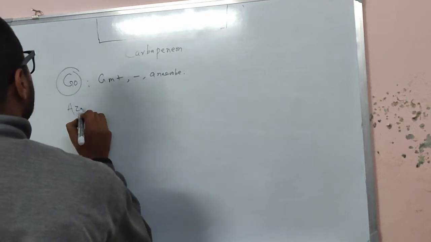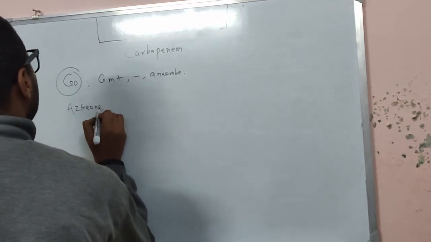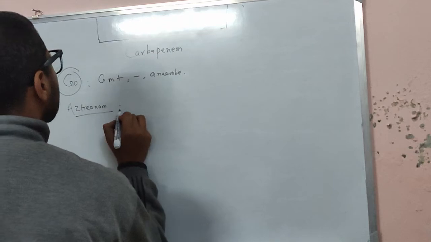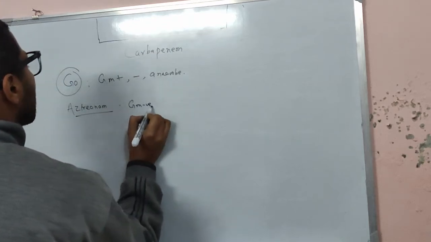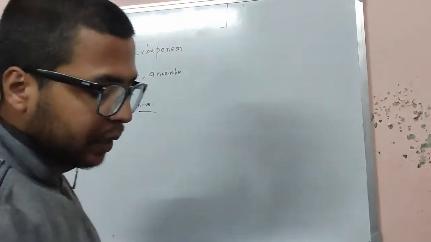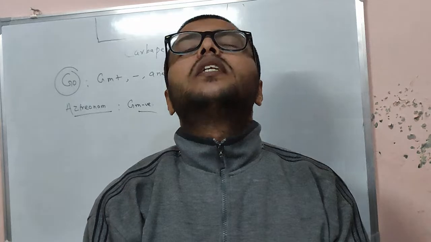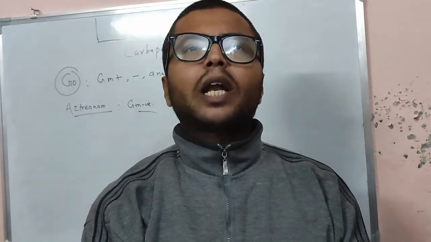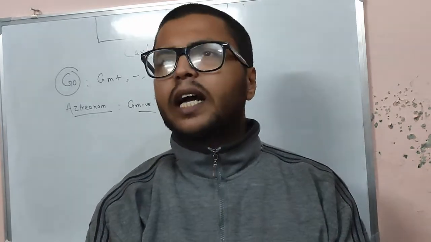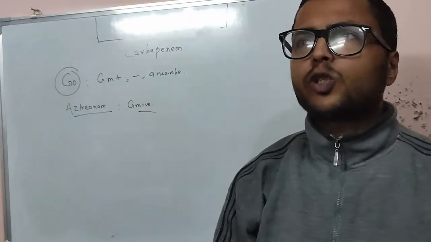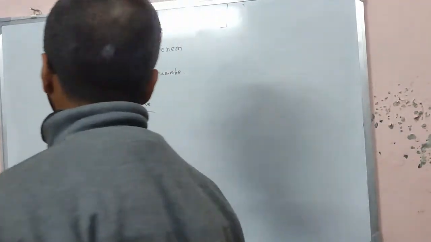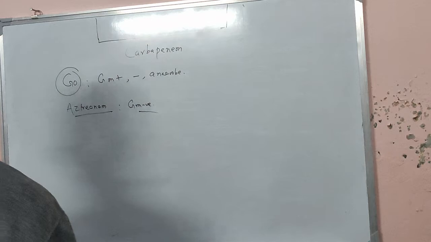Okay. Aztreonam is only effective against gram negative. So when do you use aztreonam? Aztreonam is used instead of aminoglycoside when there is nephrotoxicity due to aminoglycoside and you have to cover gram negatives, then you can use aztreonam. Okay, because it is only effective against gram negative.